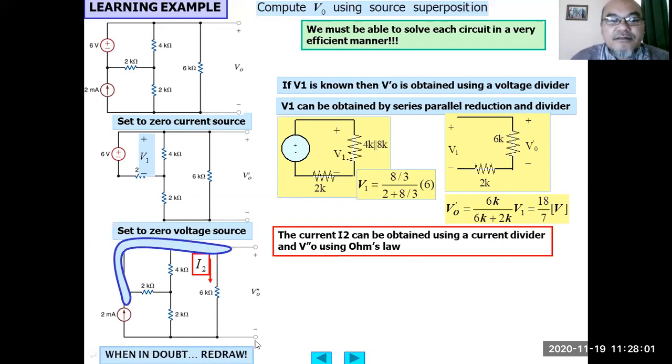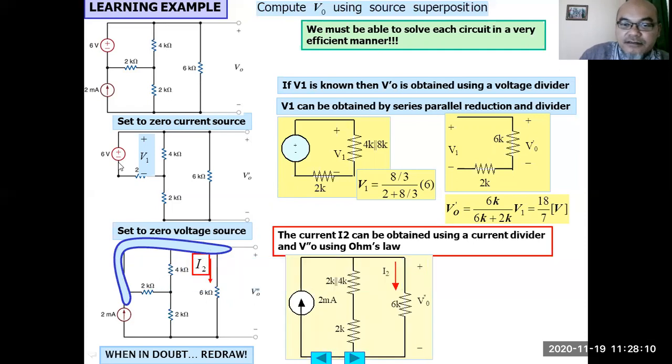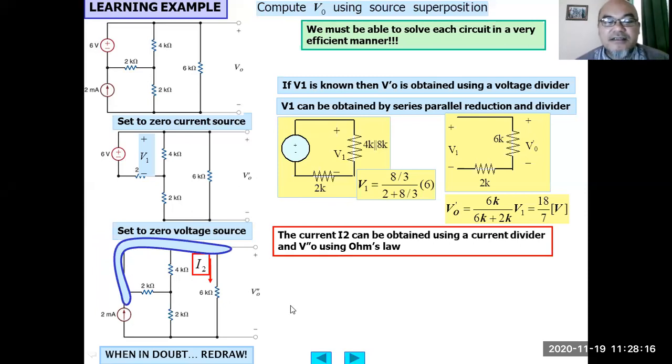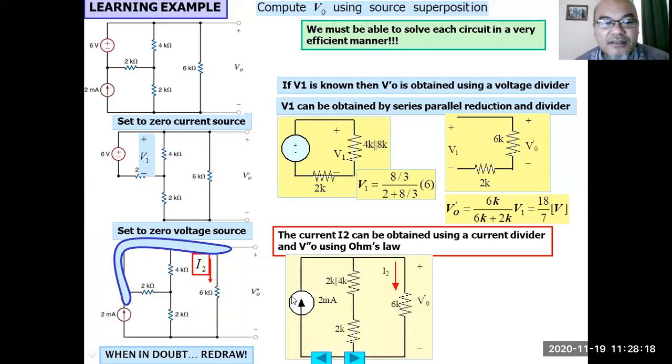So when in doubt, you can always redraw it. For example here, because there is something connected like this, basically it becomes short circuited. It is basically a single node. So you can redraw it as something like this. The 2 kilo ohm and 4 kilo ohm are in parallel, becoming a single resistor like this. This is in series with the 2 kilo ohm, and they are in parallel with the 6 kilo ohm.